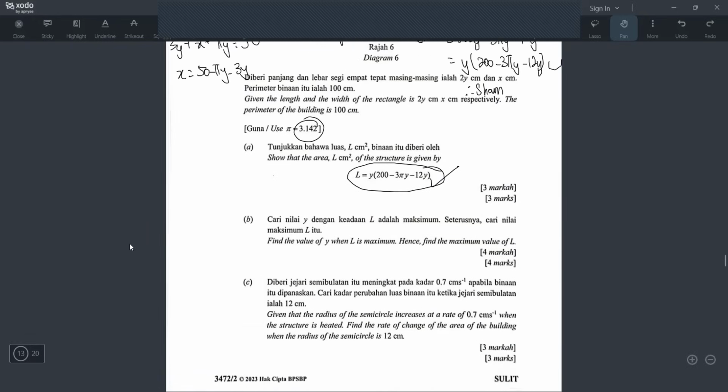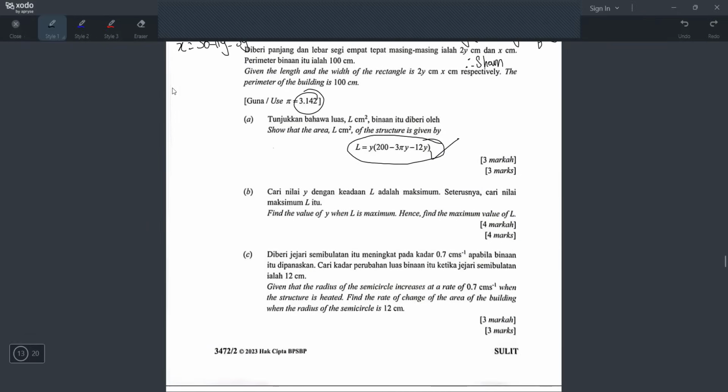Okay, let's do B here. B says what? Find the value of y when L is maximum. This is the keyword. L is maximum. Hence, find the maximum value of L. So this is definitely a differentiation question. Whenever you do differentiation and whenever you see the word minimum, maximum, turning point, you will differentiate equals 0.